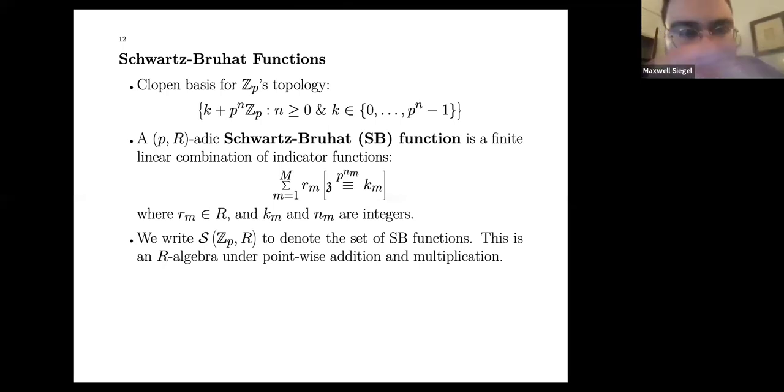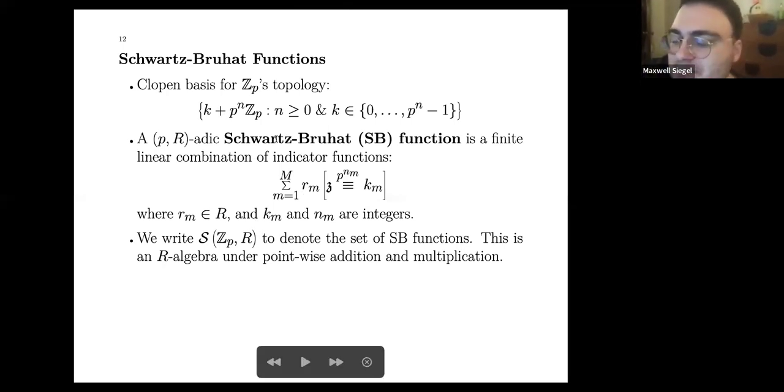So now we need to talk about Schwarz-Bruhat functions. The following sets here form a topological base for the ring of p-adic integers. I call these cosets of Z_p. Each coset is compact and both open and closed. In particular, these are clopen sets. We call this the clopen basis, the basis of clopen sets.